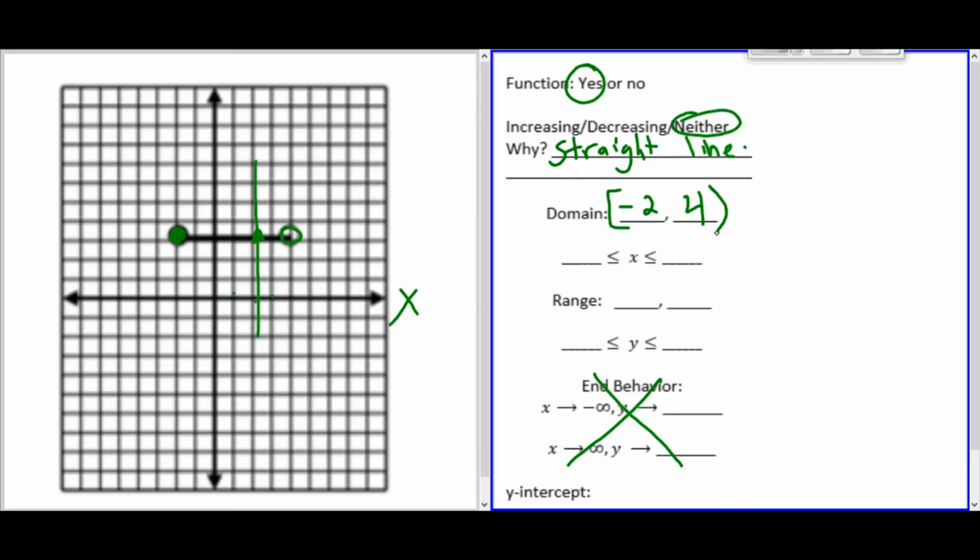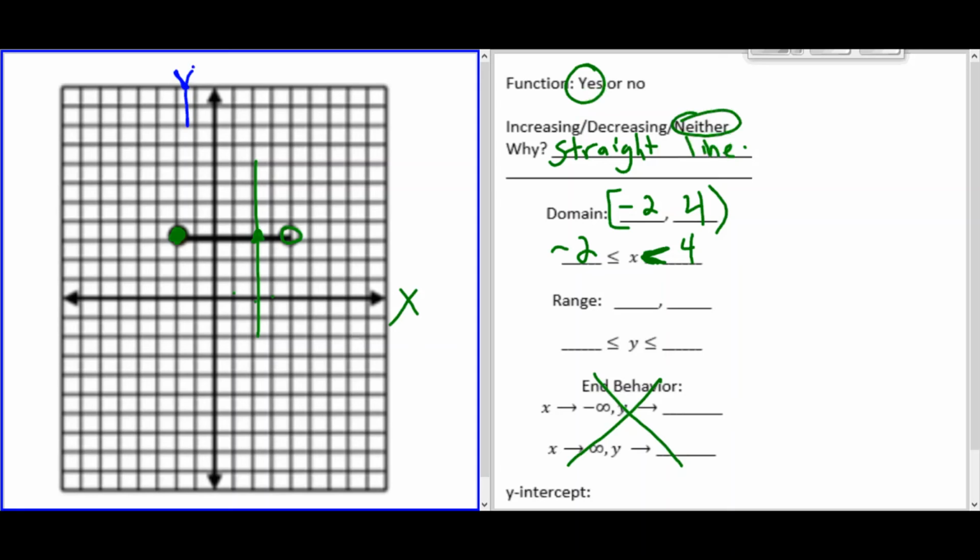So this is interval notation. The way we would write this as an inequality is x is bigger than or equal to -2. And this should say x is strictly less than 4 because it cannot equal 4. So this should be a strictly less than 4 sign. So that's your domain.